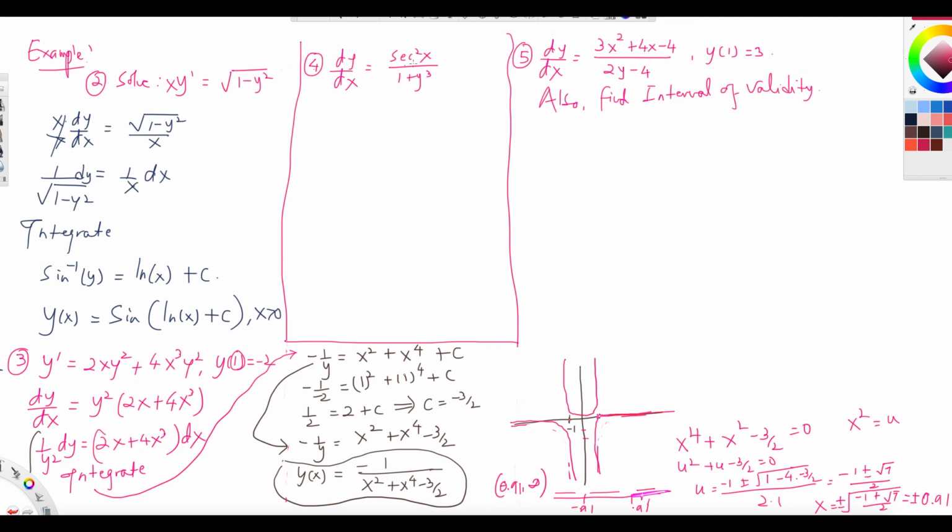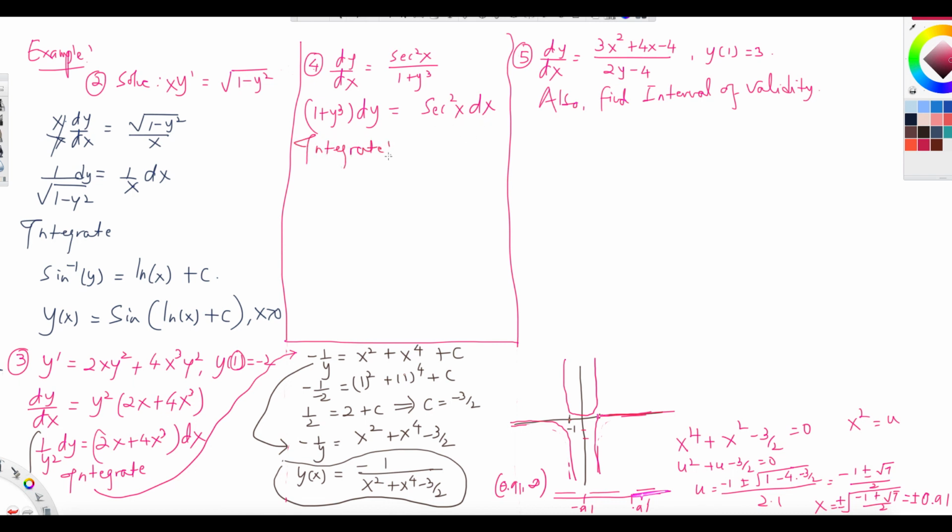Again, you need to separate, right? So what you can do is multiply both sides by 1 plus y cubed. You will get 1 plus y cubed dy equals secant square x dx. You always write dx at the end. Don't write dx secant square x. Okay. Now you integrate.